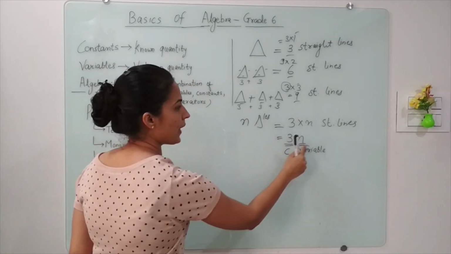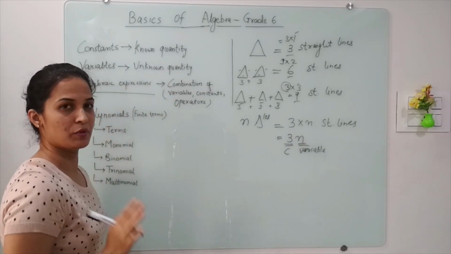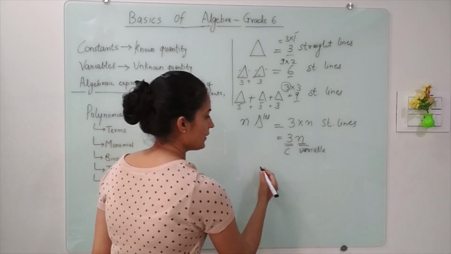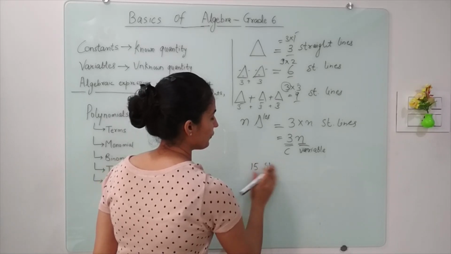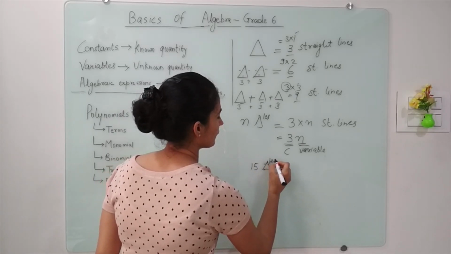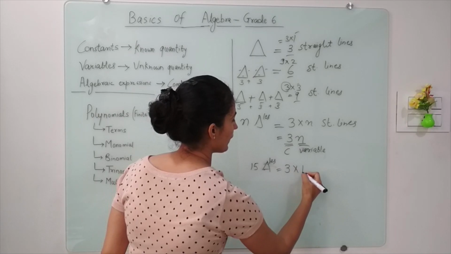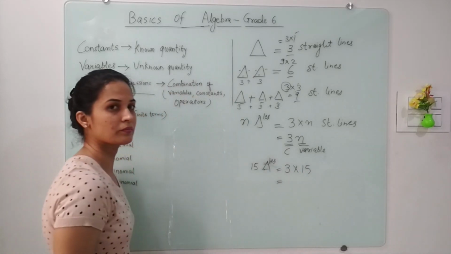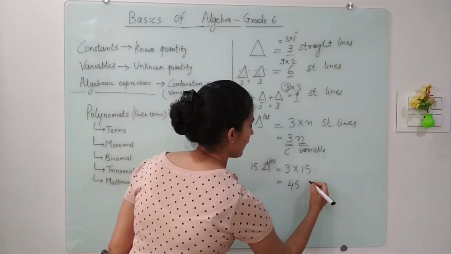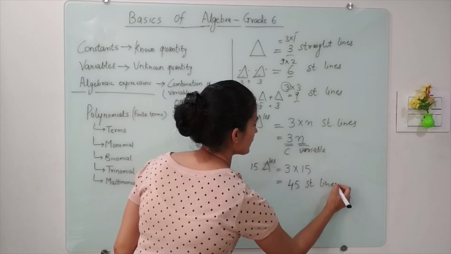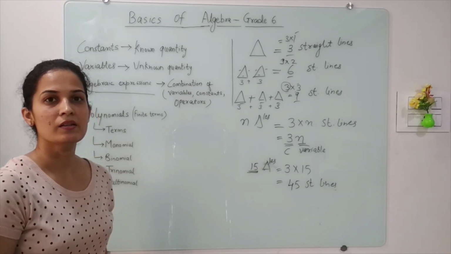I can use this pattern or this rule to find out the number of straight lines needed to create any number of triangles. Which means if I want to create, for example, 15 triangles, how many straight lines do I need? This is equal to 3 multiplied by 15. What's the answer here? This is 45 straight lines. I need a total of 45 straight lines to form 15 triangles. So this is what we had covered in our last session.